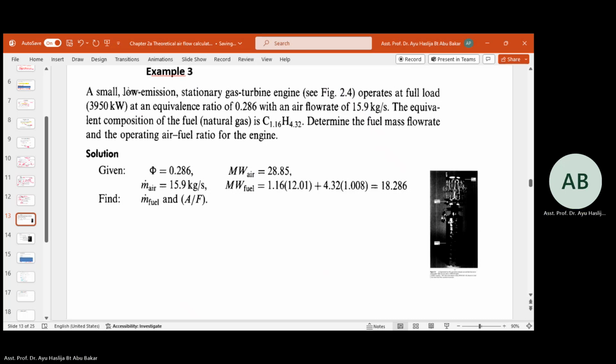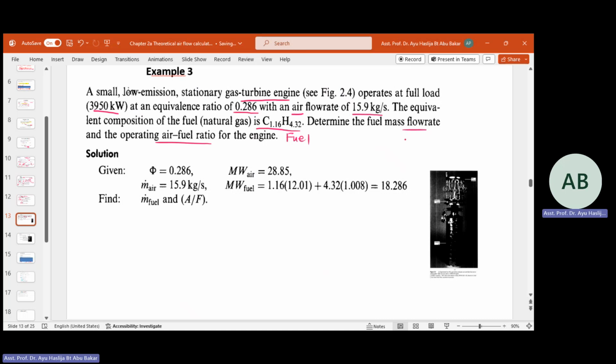Okay, now we proceed to example 3. A small low emission stationary gas turbine engine operates at full load at an equivalence ratio of 0.286. Okay, this is the equivalence ratio with an air flow rate of this. Okay, this is the air flow rate. So the equivalent composition of fuel, natural gas, is this. This is the fuel. Determine the fuel mass flow rate and the operating air fuel ratio for the engine.